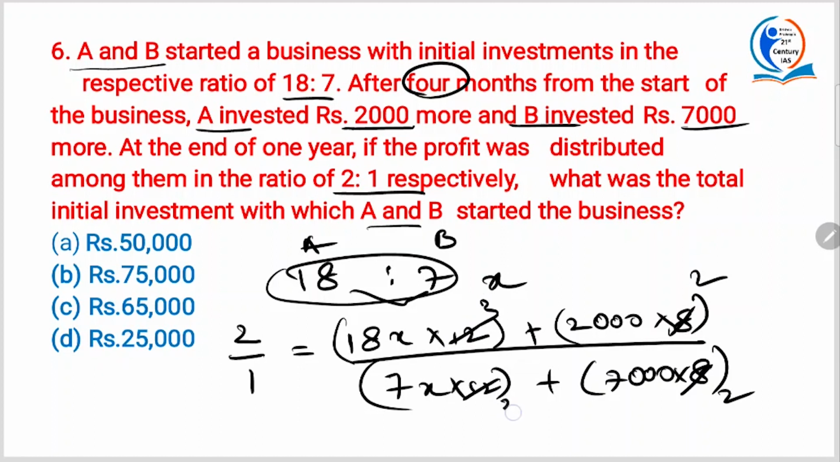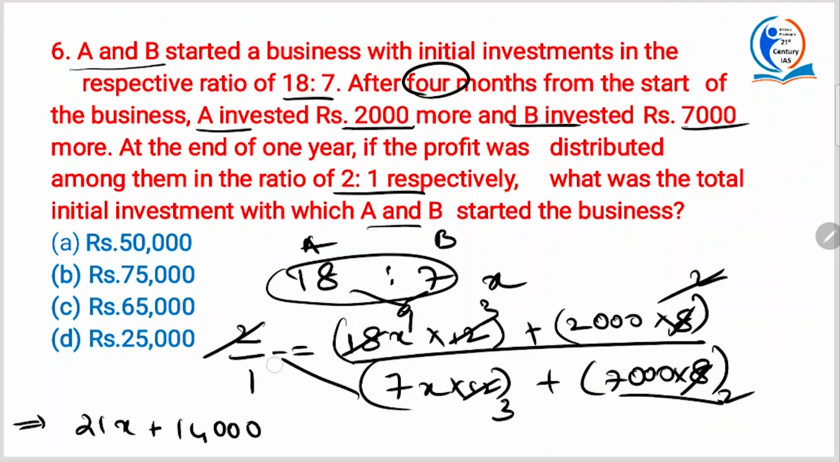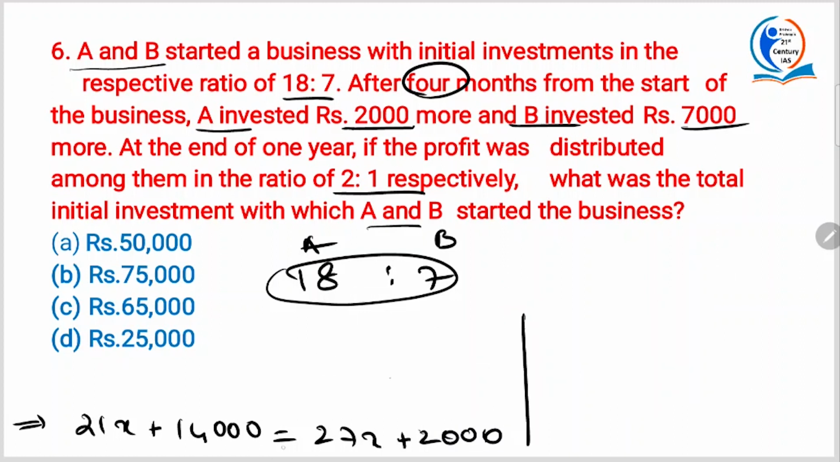Alright. So 4 twos are, 4 threes, 2 ones are 2, 9 twos are, 2 ones are. Okay, so what does it reduce down to? It will be equal to 21x plus 14,000, because you're sending it here, is equal to 9 threes are 27x plus 2000. So this will be equal to, what is the difference? It is 6x is equal to 12,000.